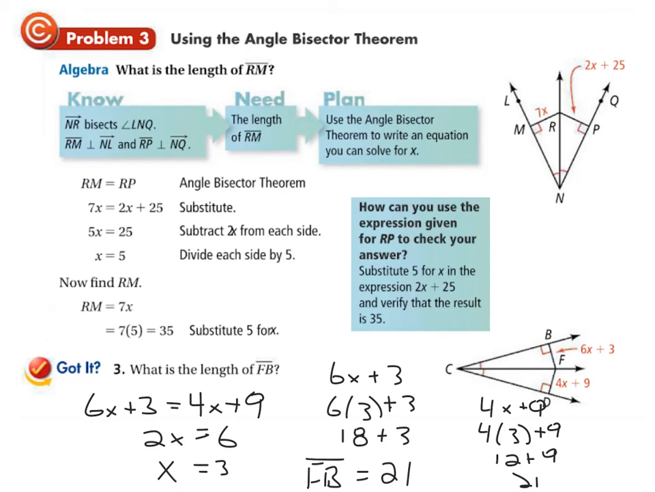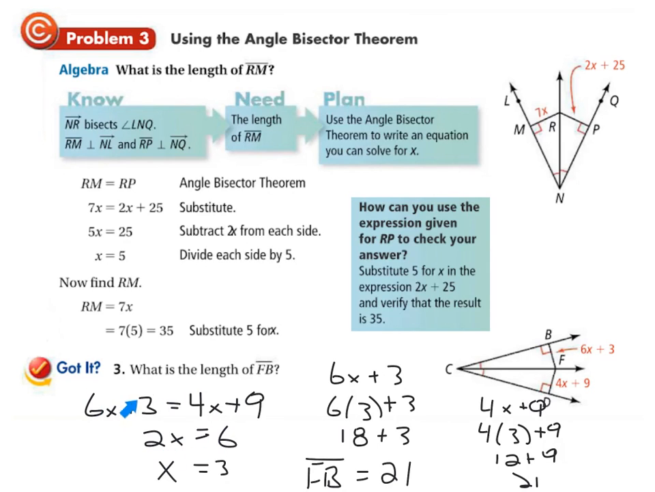Okay, so here I've solved it out. The first thing that we always want to do is verify that we are dealing with an angle bisector, which we are. You see these two marks are the same, and that these lines are perpendicular, which they are. Once we've verified that, we know that this segment must be equal to this segment, so we set them equal to each other. Subtracting 4x from both sides, we get 2x, and subtracting 3 from both sides, we get 6. So therefore, x equals 3.